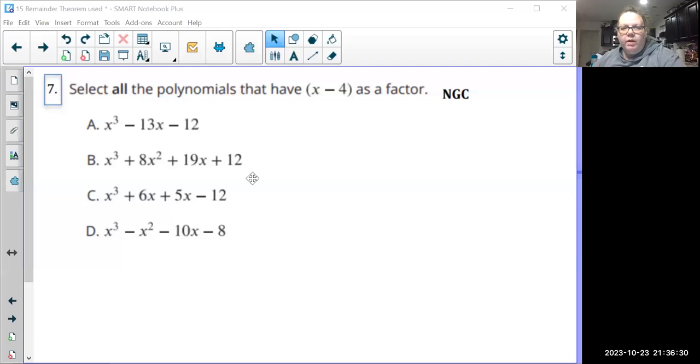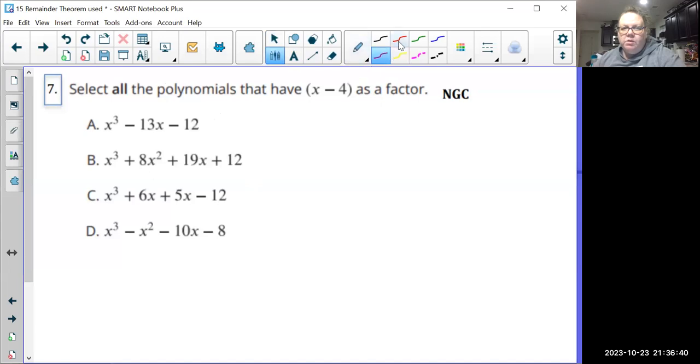Question. This is important to realize that you do not have a graphing calculator for this one. So you need to make sure that you can do this one without a graphing calculator. First, it says select all the polynomials that have x minus 4 as a factor. If it is a factor, that means that when I divide it using that reverse box, I should get this perfect constant set up.